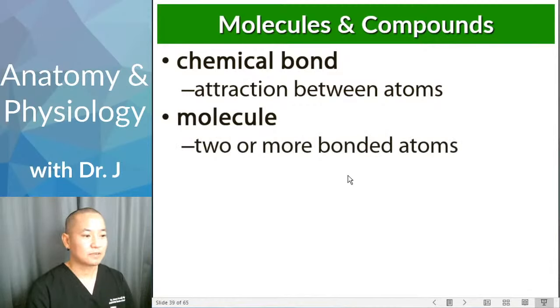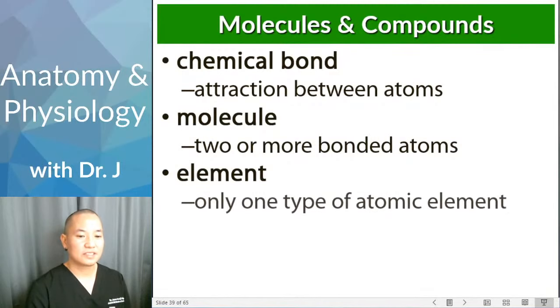So then we have two or more bonded atoms right here. So a molecule is when you have a relationship between two atoms and they're bonded together. So as long as there are two or more atoms stuck together with a bond, it's a molecule. And an element, this is when you have a chemical with only one type of atomic element. It could be a single atom, it could be multiple atoms, but as long as there's only one type of atom in that chemical, it's called an element.